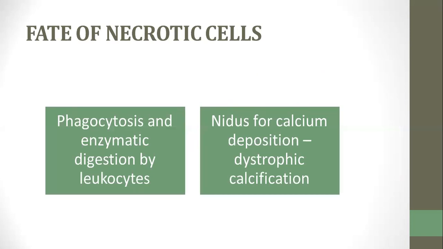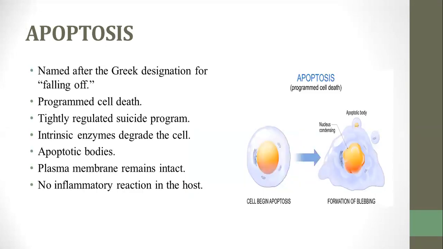Now, what is the ultimate fate of these necrotic cells? They are either phagocytosed or they are calcified. Coming to the next form of cell death, it is apoptosis. This is named after the Greek designation for falling off, just like in autumn as the leaves fall off from a tree. In apoptosis, the cell organelles fall off from the cell and are released in the form of small blebs. This is also called programmed cell death.